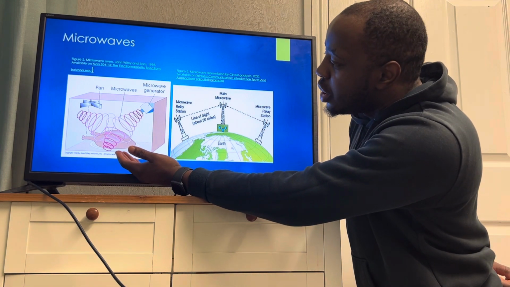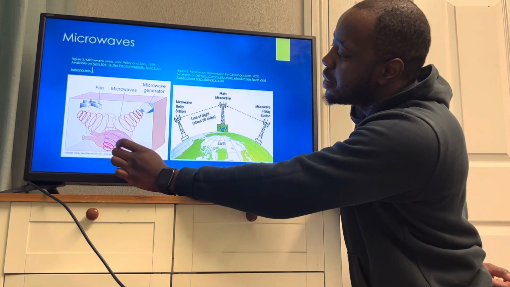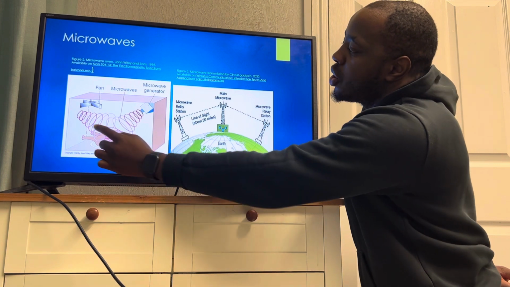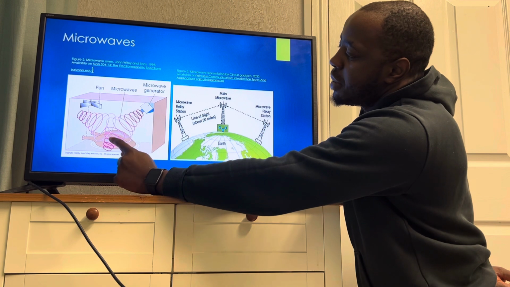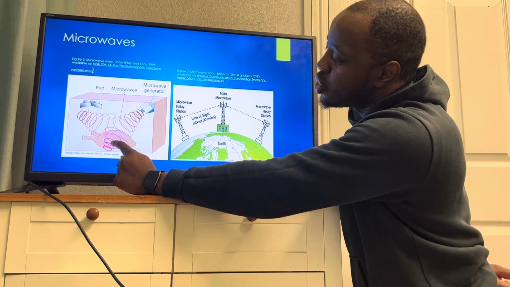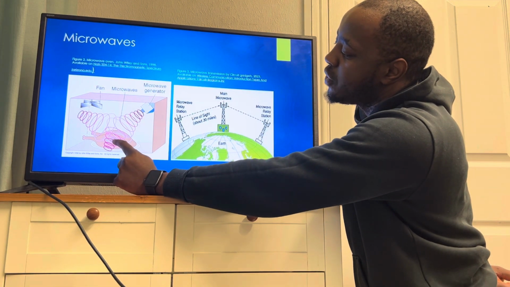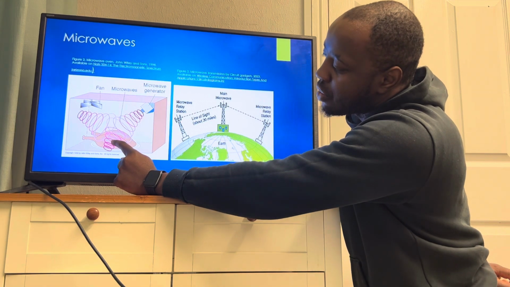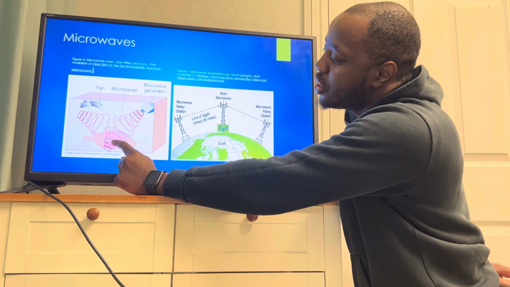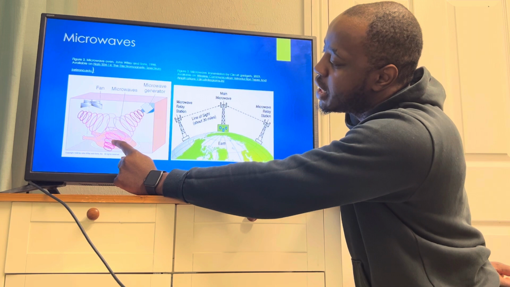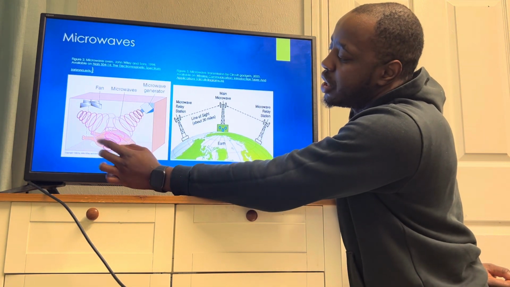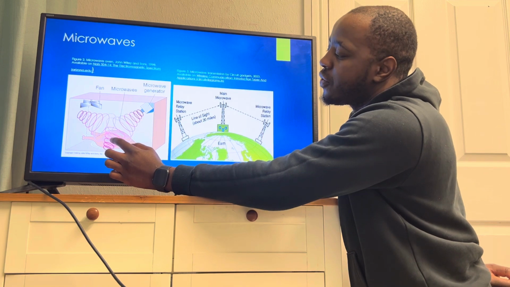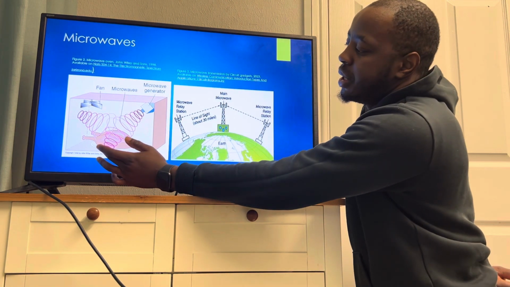So in this diagram, we've got your food item right in the middle there. Then we've got your microwaves shooting directly towards the food. But now what it does is it will heat up the water molecules in the food there, all targeted right in the middle. Then you have your localized heating, which basically starts from inside the food out. So it will heat the food from the inside out.